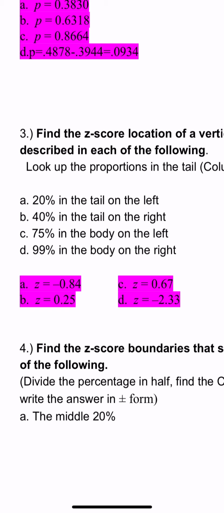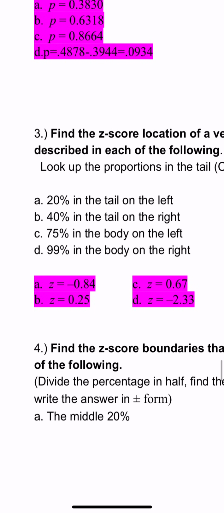So in this case, 75% in the body on the left. If 75% of the body is on the left, we know that the z-score must be positive, because the z-score is split in half, 50%, 50%. So if 75% of the distribution is falling to the left, that means the z-score must fall on the positive side. So you're going to look at column B, yes, column B for the body.